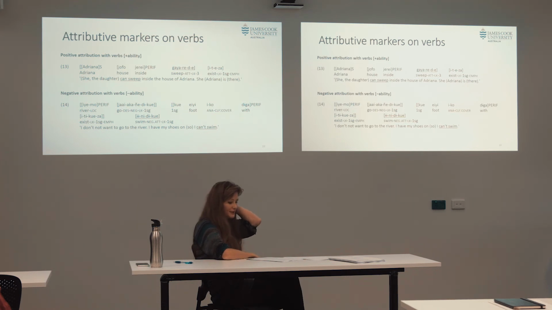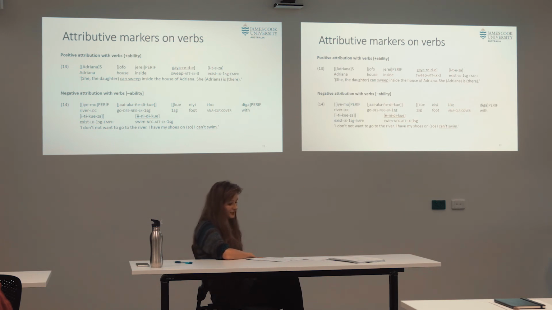Here we have attributive markers on verbs for presence or lack of ability. In example 13, we have a positive attribution with verbs. A woman has asked her granddaughter to sweep Adriana's house, and Adriana's father responded, Adriana hovohere gaitiare de iteta. The daughter can sweep inside the house of Adriana. Adriana is there. So literally, she has the ability to sweep in that sense here.